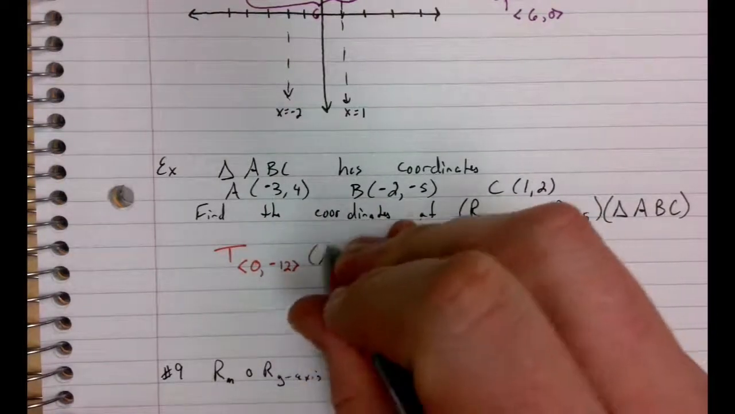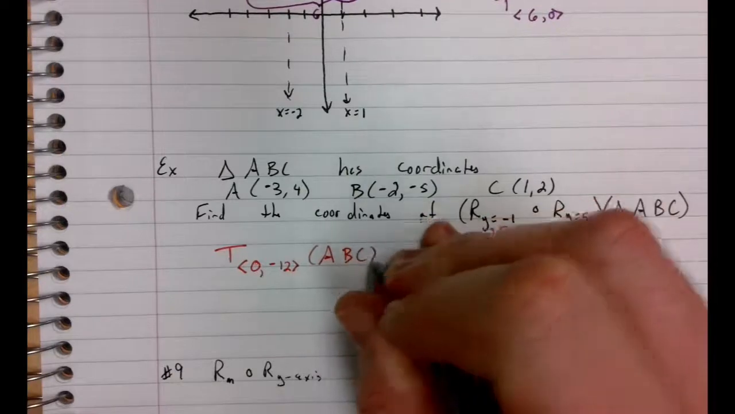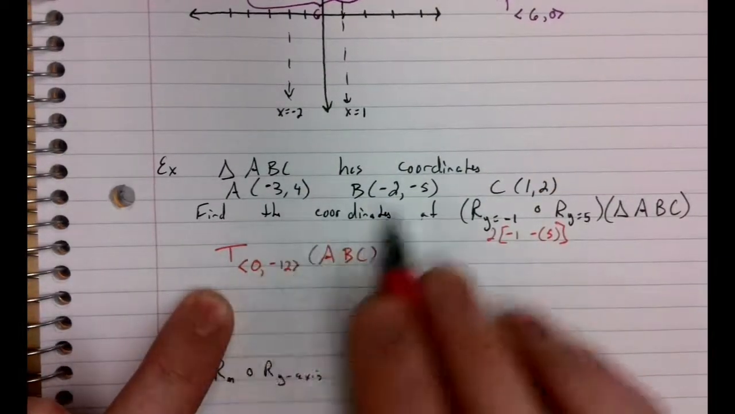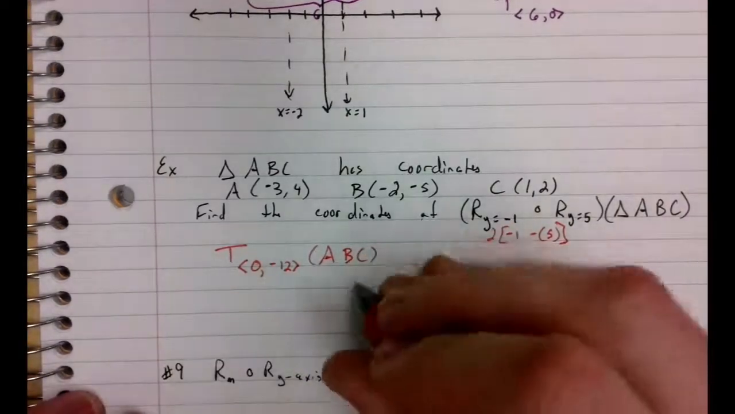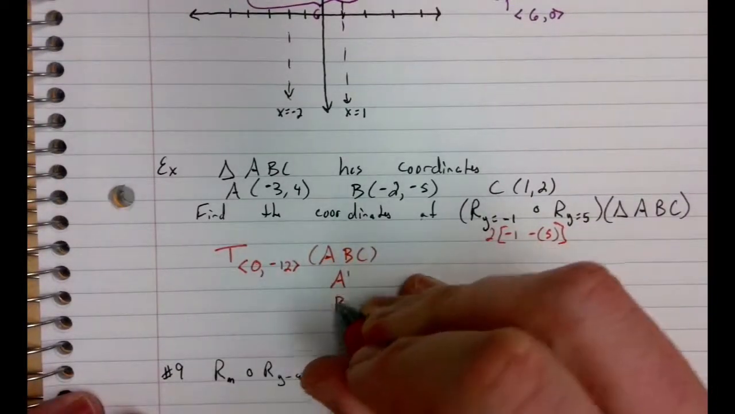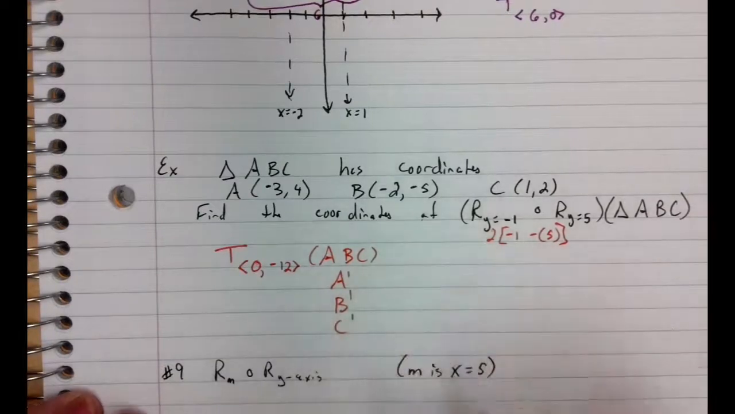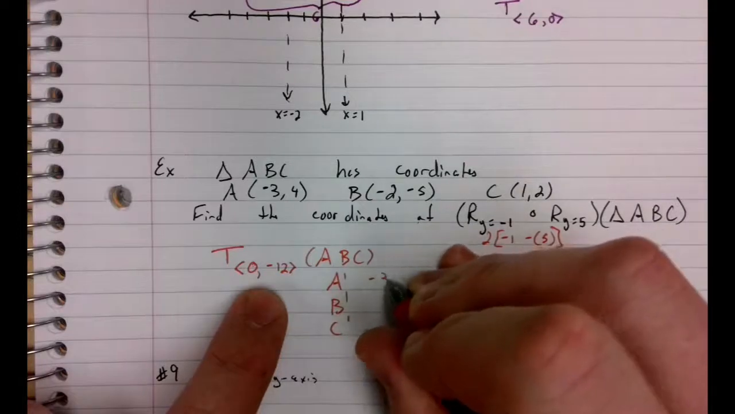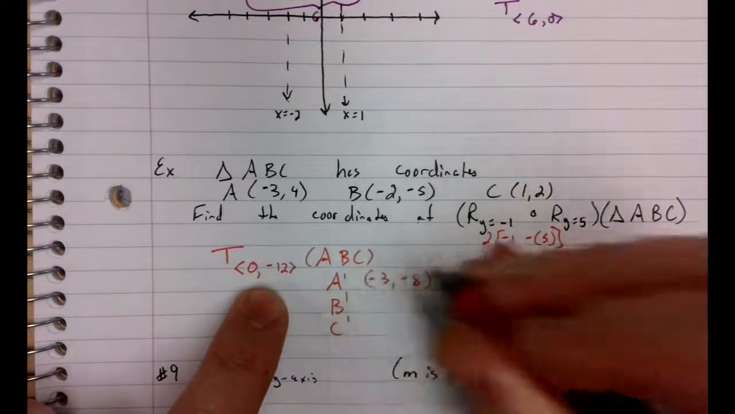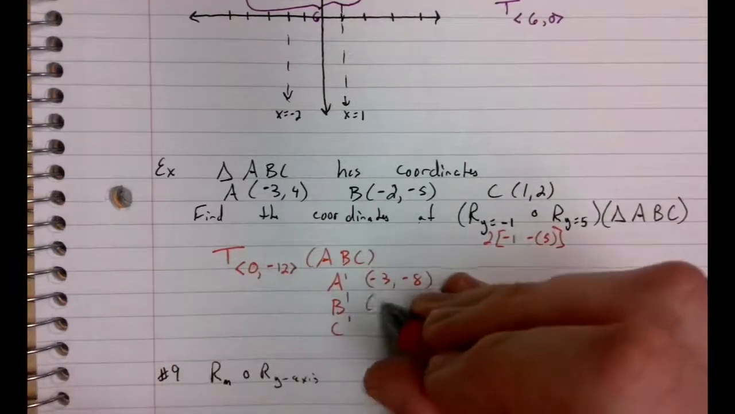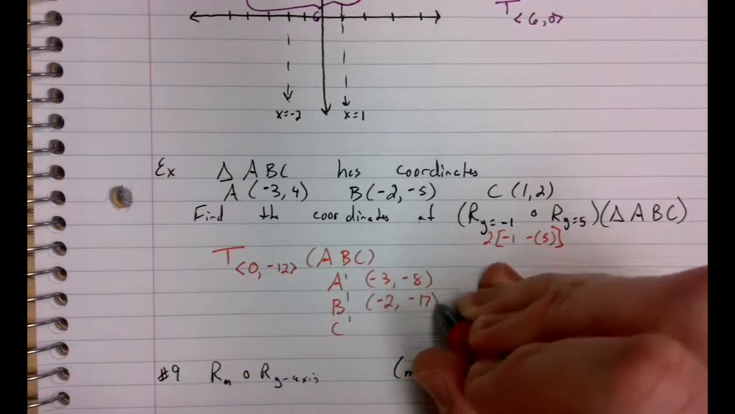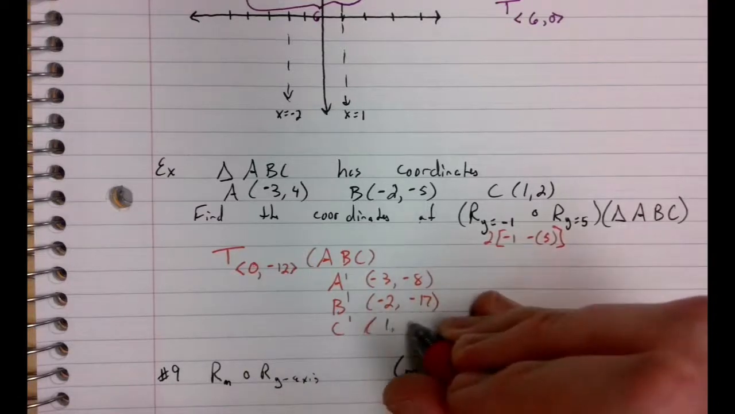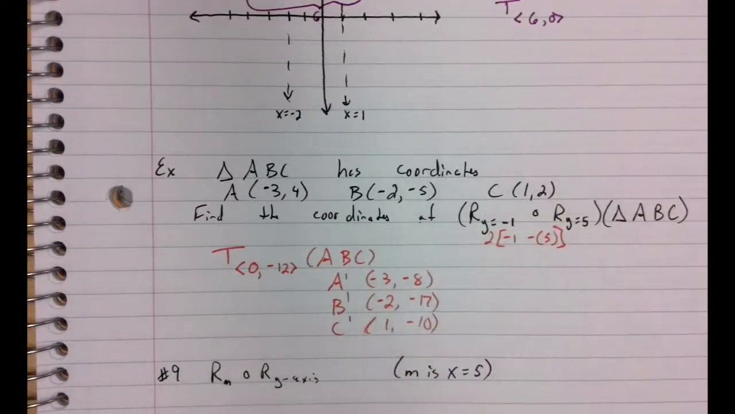So triangle A, B, C. Okay. Now what I can do here is simply subtract this from each of the y values and get my coordinates for A prime, B prime, and C prime. Note for the homework you don't have to do this extra step, but here we've got negative 3, 4, so that'll become negative 3, negative 8. We've got B is negative 2, negative 5, that'll become negative 2, negative 17. And then C prime is 1, 2, that'll become 1, comma, negative 10. Alright, pretty straightforward, no problem.